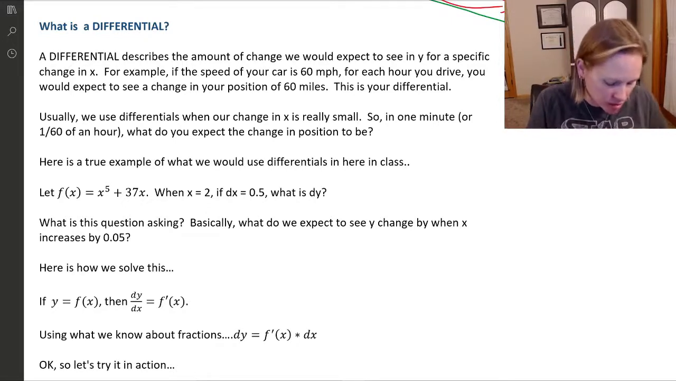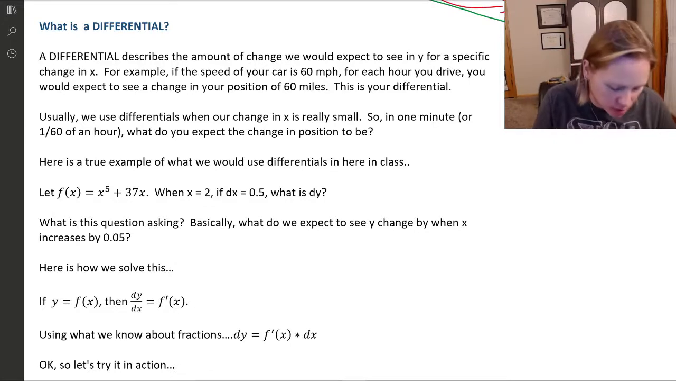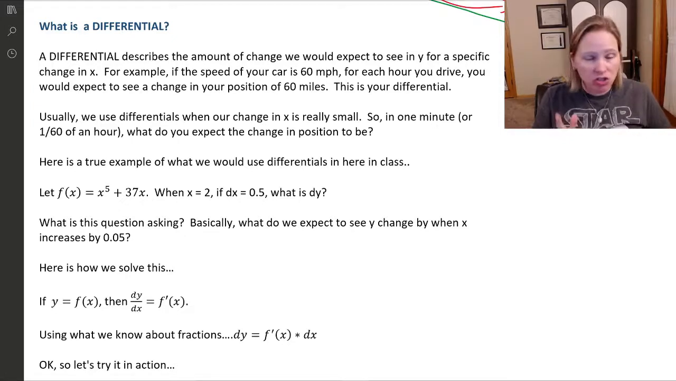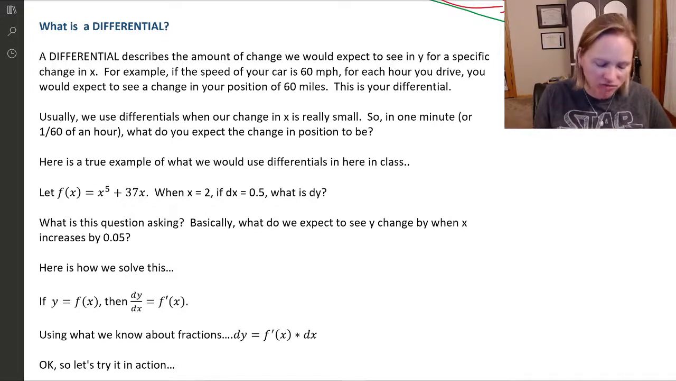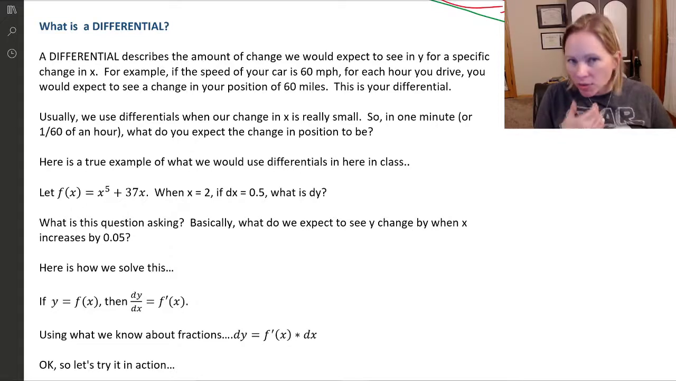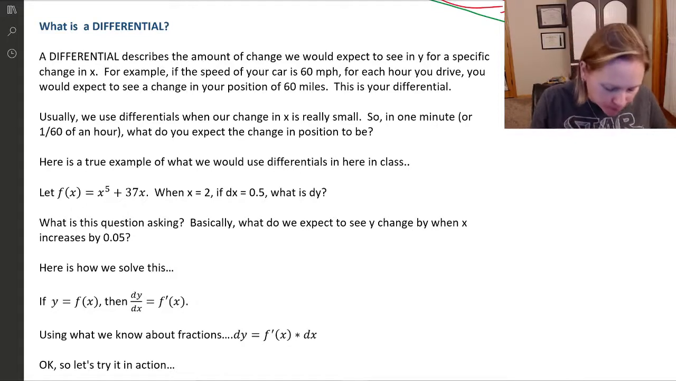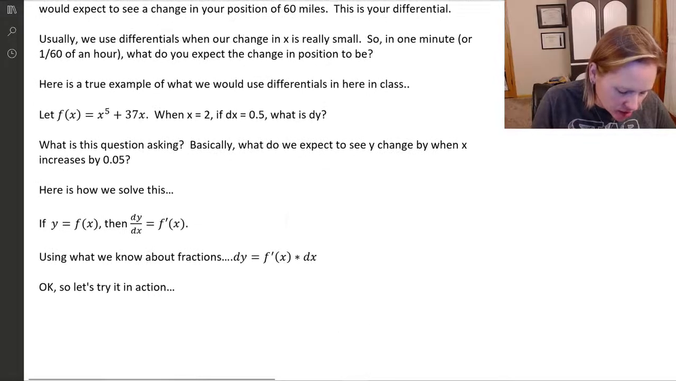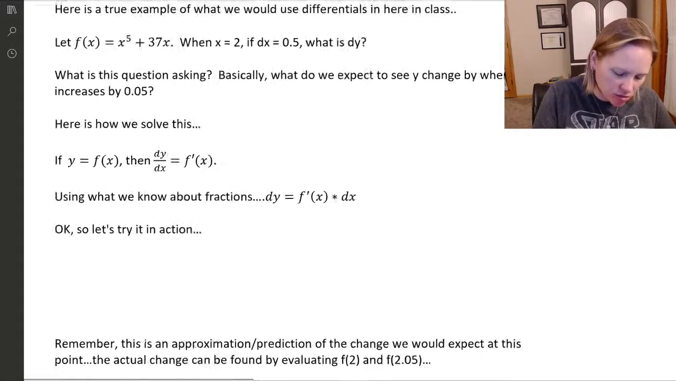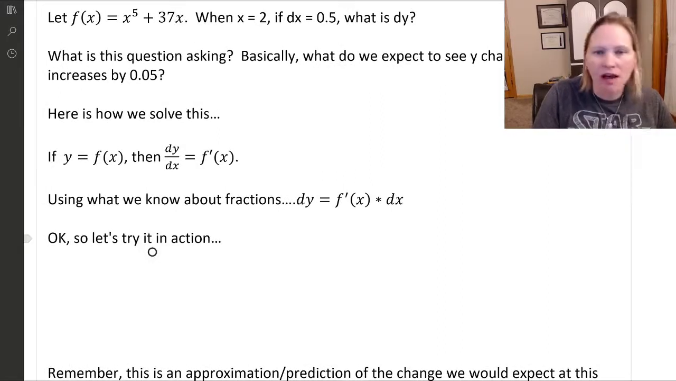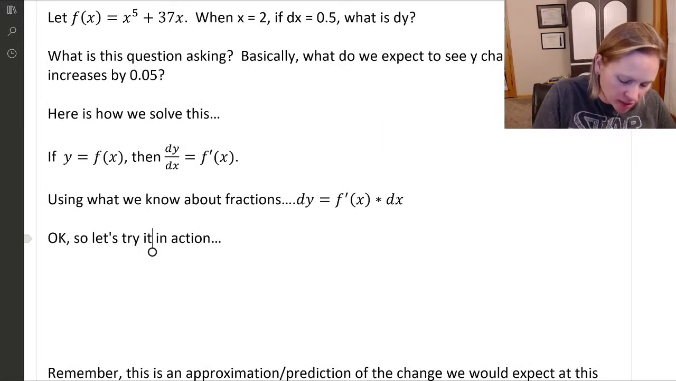So here's a better example. Let's look at a real world example. Suppose we have this nice polynomial, x to the 5th plus 37x. When x is 2, if dx, so that means the change in x, right? So that would be like, hey, after an hour has gone by. So after x has gone up by 0.05, what do we expect y to be up by, or down for that matter? So let's see how we solve this. The idea here, and it's real easy if we think about it in terms of derivatives. If y is f of x, then dy/dx is f prime, right?